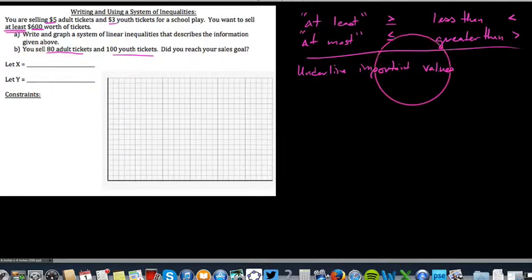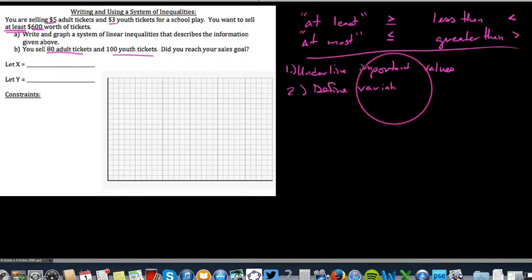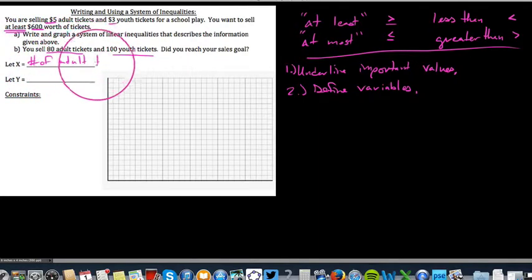For the sake of this problem, we need to come up with a few constraints that describe this situation. So first things first, when we talk about x and y, we have to define these. So define variables. The way you typically define your variables is it's the stuff in the problem that you're considering, or the things that are changing. When I read through this and it says we're selling adult tickets and youth tickets, I'm thinking those are the things I'm paying attention to here. So we're going to let x equal the number of adult tickets, and then we're going to let y equal the number of youth tickets.